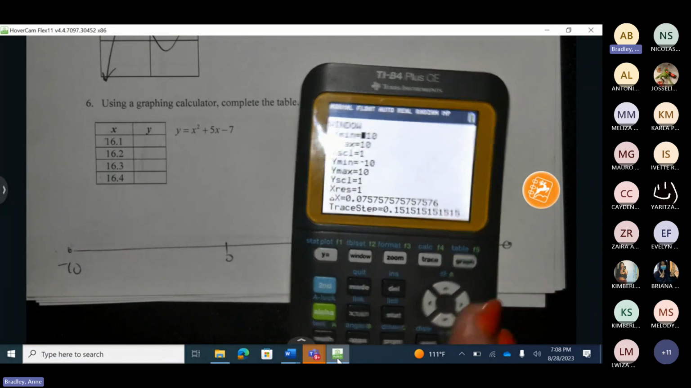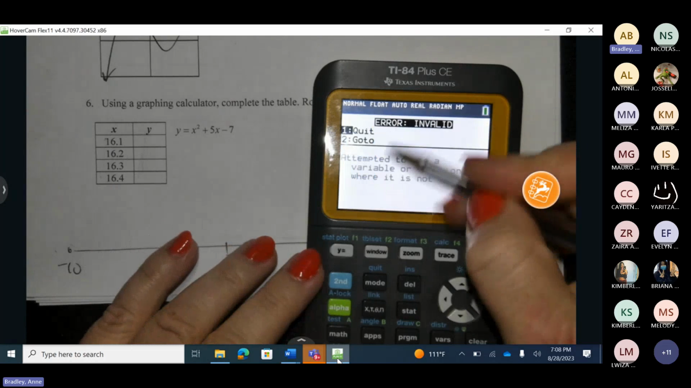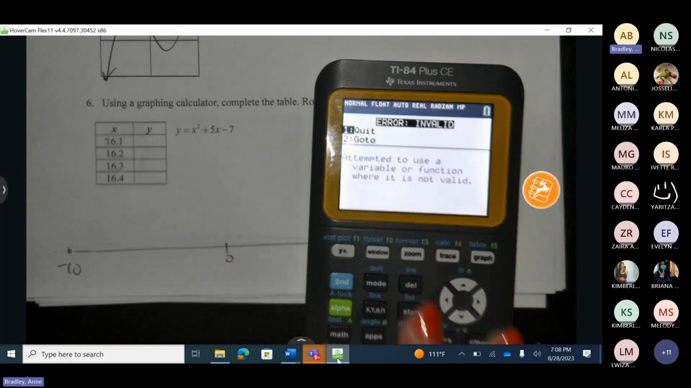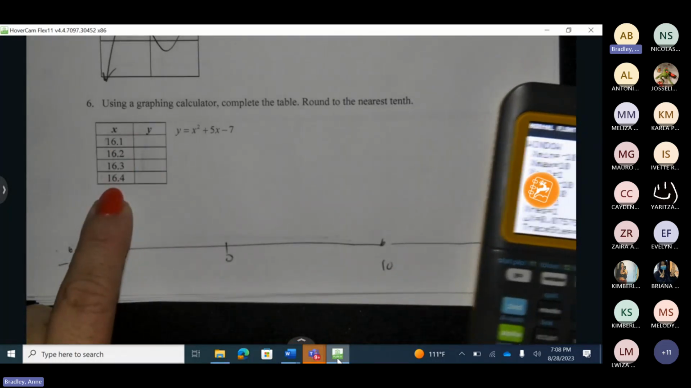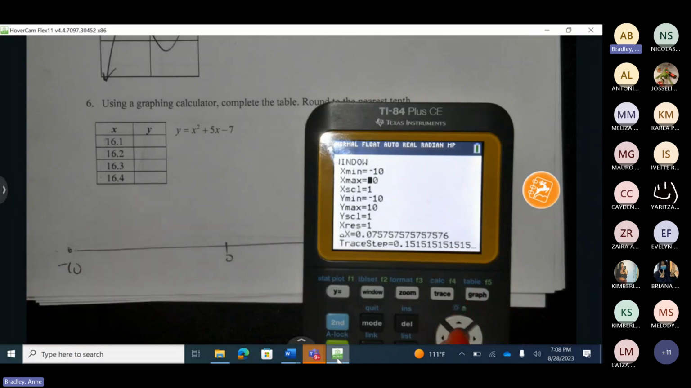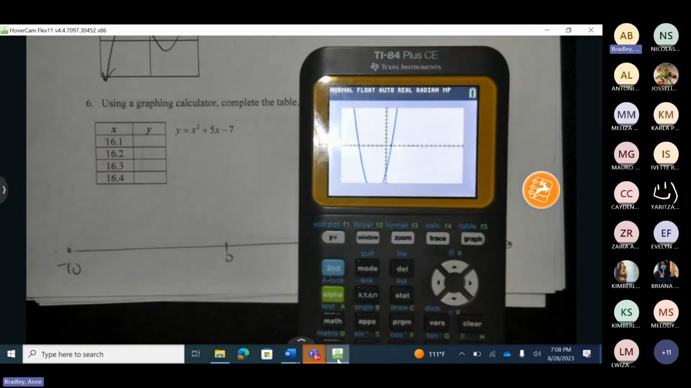So if you ever get that invalid message, again, it looks like this. I plug in 16.1 and you see an invalid message. It means you need to adjust the window so that you can see that point. So we're going to do that right now. Well, how do you know what to adjust to? I just know I have to go past 16.4. So in my mind, what's the next whole number after 16.4? 17.